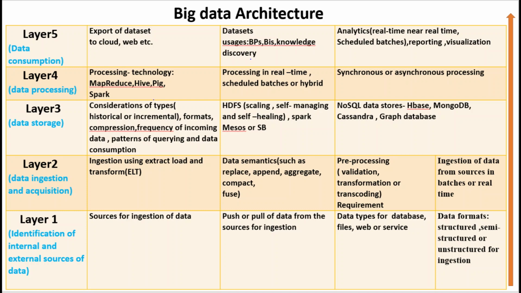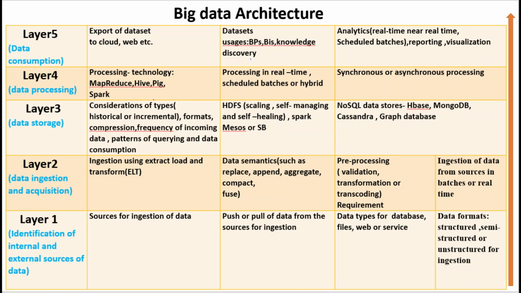Layer 3 is data storage, where to store the data. Their corresponding functions are, first, considering some types like historical data, that is already existing data, or incremental, which is nothing but already existing data to which we are adding some more data. Formats, as we know, structured, unstructured or semi-structured data. Compression is compressing the data size. Frequency of incoming data is how many times the data is repeated. And patterns of querying, if there are any queries they will be rectified. And data consumption is how to consume the data.